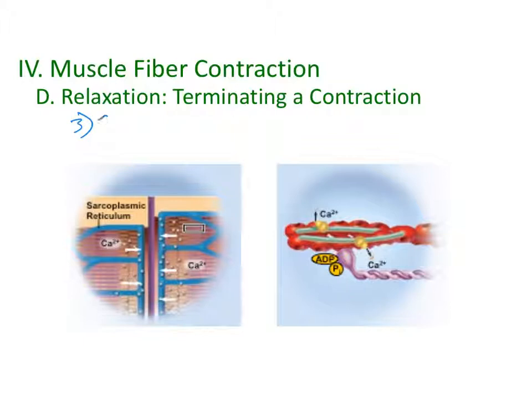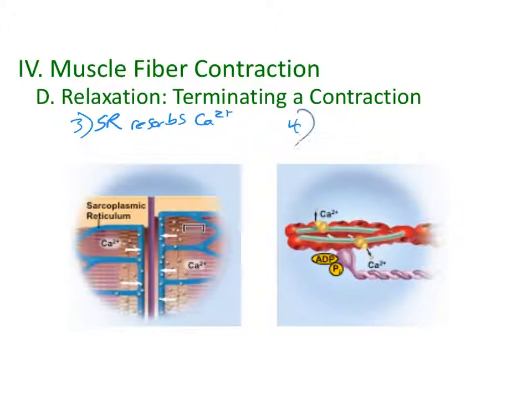So 3, sarcoplasmic reticulum resorbs calcium. And this is actually just, there's a calcium pump that's constantly pumping calcium back into the sarcoplasmic reticulum. It doesn't actually turn off, but because the calcium leak channels have stopped being open, pumping calcium back into the sarcoplasmic reticulum actually moves it out of the sarcoplasm.